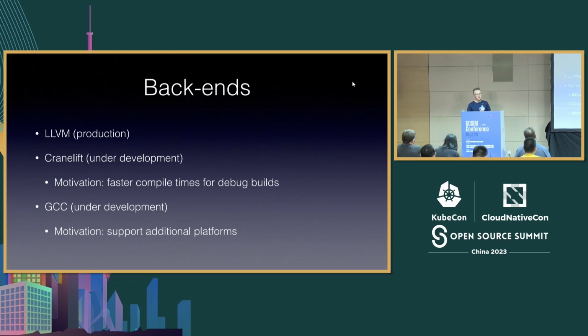So when it comes to backends, I mentioned the LLVM backend. That's the one that is currently used in production releases. As Josh mentioned, there are a couple of other backends under development. Cranelift, and the motivation for Cranelift is that it's faster. The quality of the code is lower, it does fewer optimizations, but for debug builds, you might end up with faster compile times, and so that could be a good thing. And then GCC is the other backend of note, and the motivation here is that GCC supports some platforms that LLVM does not.